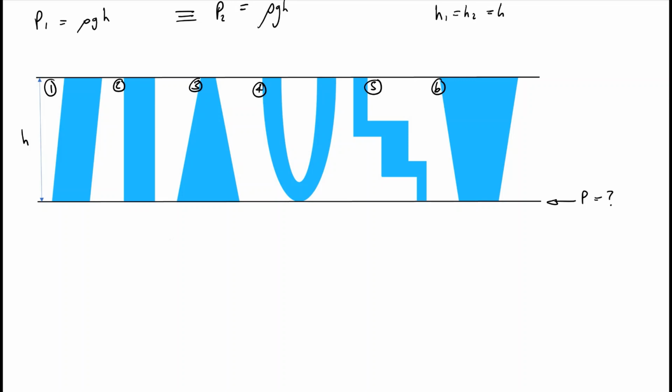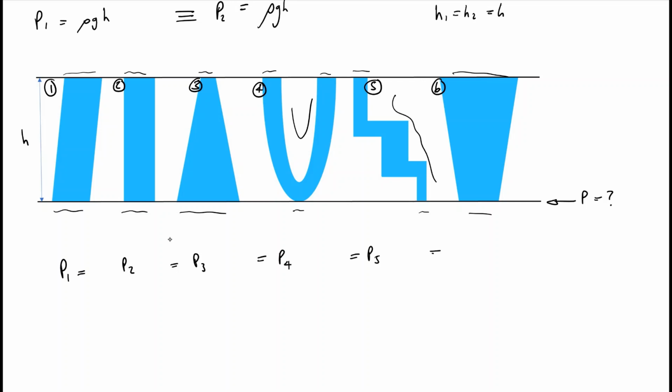Like we did with the previous set of calculations, I do not care what the shape of these tanks are at the top, nor what the shape of these tanks are at the bottom, nor what path they follow. As long as the total height is the same, we know that the pressure at the bottom of 1 will be the same as the pressure at the bottom of 2, the same as at the bottom of 3, of 4, of 5, and of 6, which would equal rho g H.